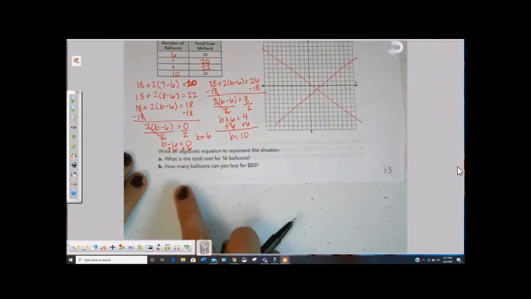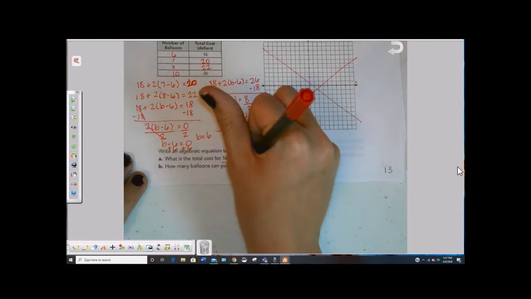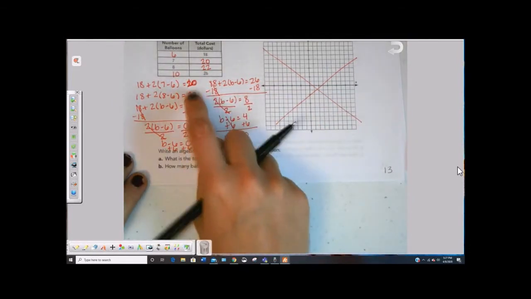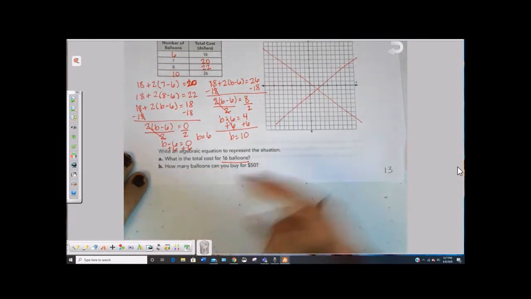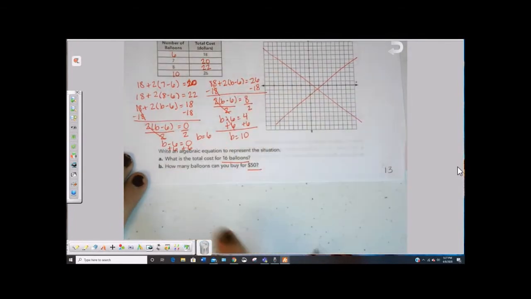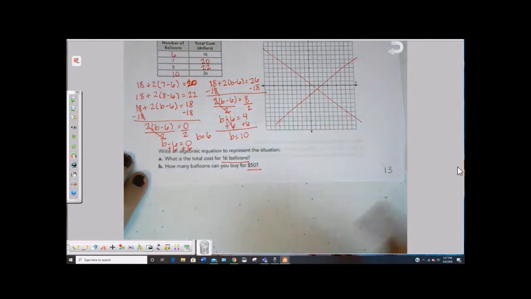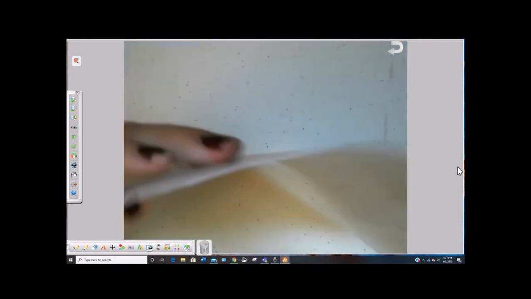Don't graph, don't worry about it, but I want you to try and figure out A and B. So for A, it says, what is the total cost for 16 balloons? So you'll do one of the first two examples. And then B says, how many balloons does it cost for $50? So you'll do one of the last two examples. Okay. Flipping it over to page 14, numbers 6 and 7.